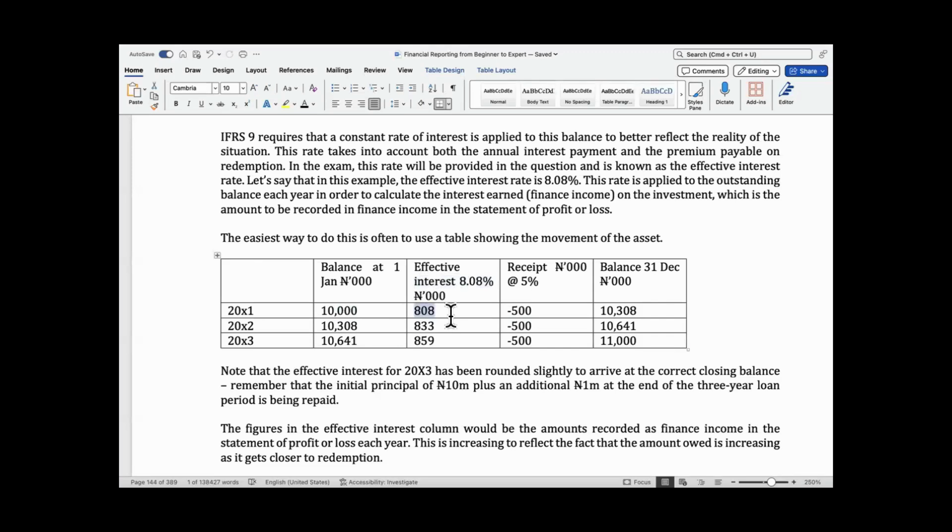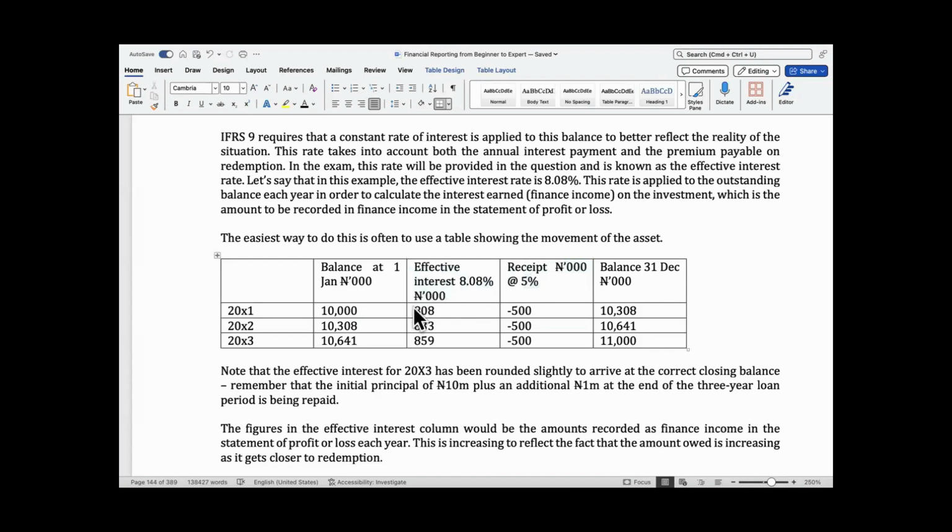However, even though this is what we recognize as income to P&L, what we actually receive is 5%. That is the contractual rate. That's the nominal rate agreed. But because we are earning a premium also, we are saying that our income is more than 5%. Our income is actually 8.08%.